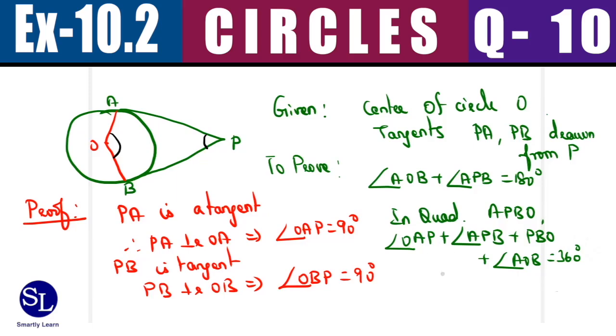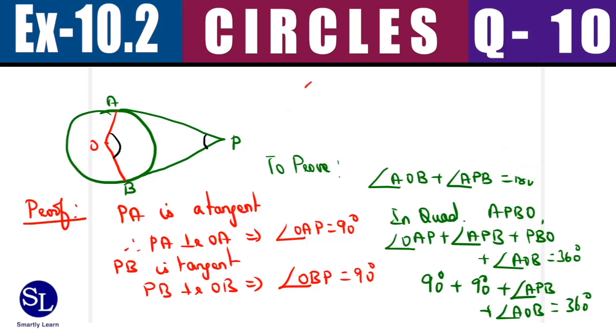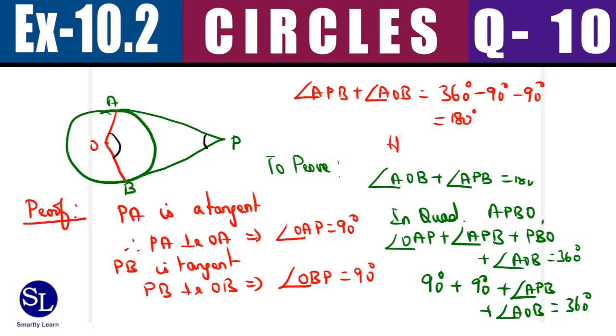We know that OAP is 90 degrees and similarly OBP is also 90 degrees. So 90 plus 90 plus angle APB plus angle AOB will be equal to 360 degrees. So if you rearrange this equation, we are going to get that angle APB plus angle AOB will be equal to 360 degrees minus 180 degrees. So this is going to be equal to 180 degrees. So that is what they asked us to prove. So hence proved. So the sum of these two angles will always be supplementary, and that is what we successfully proved.